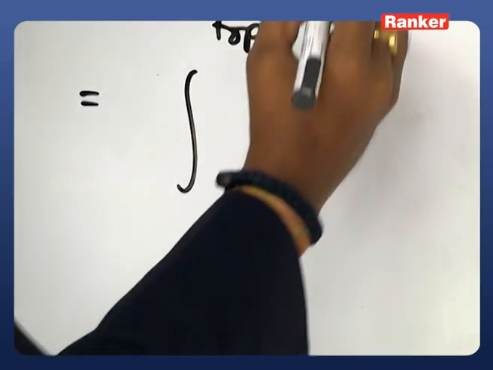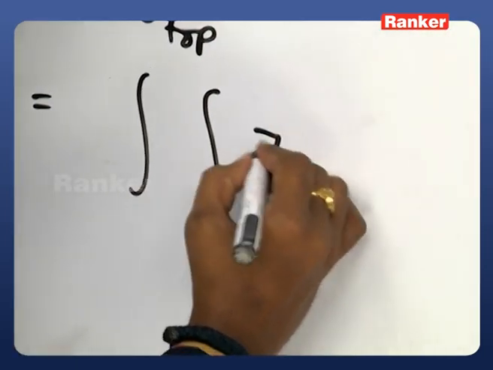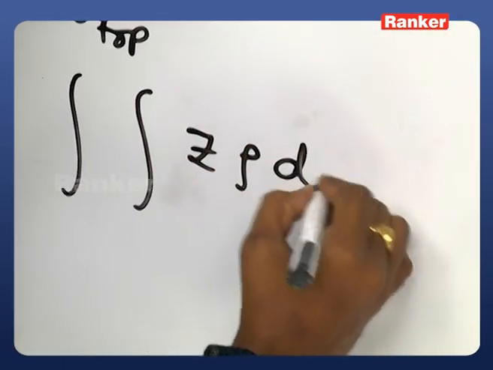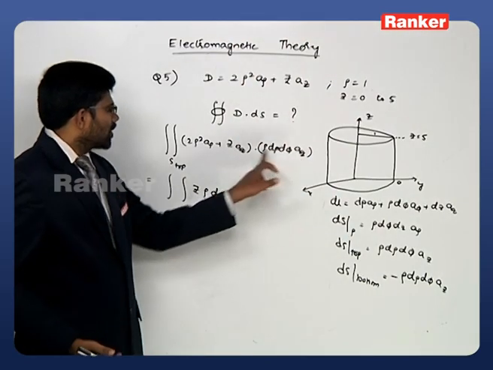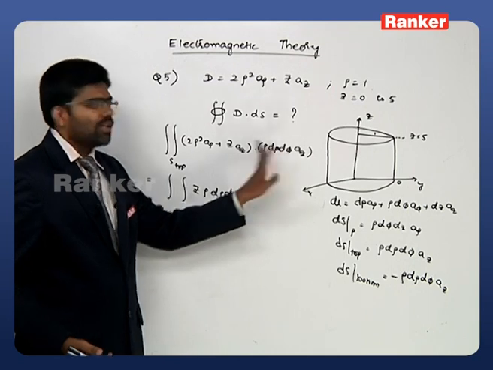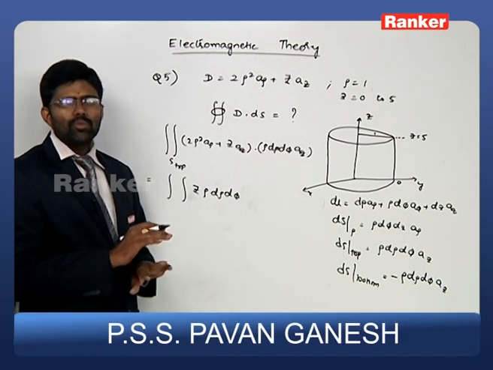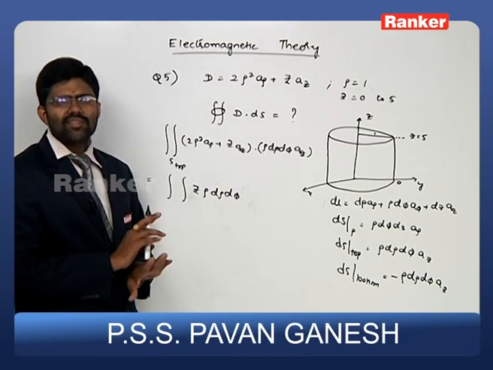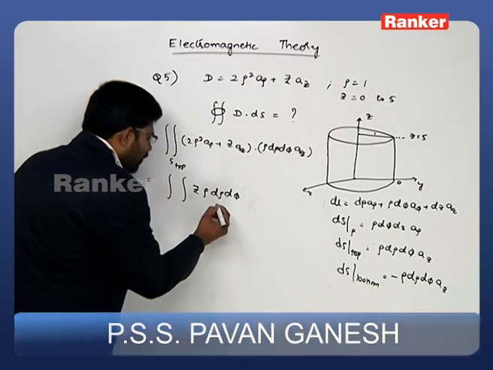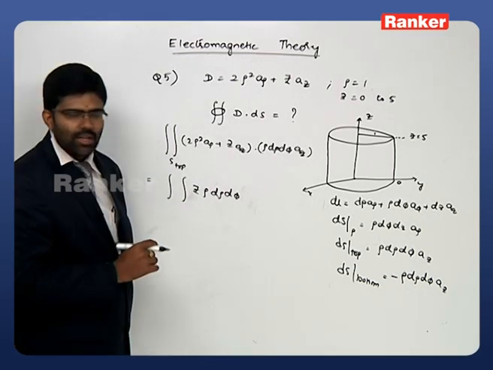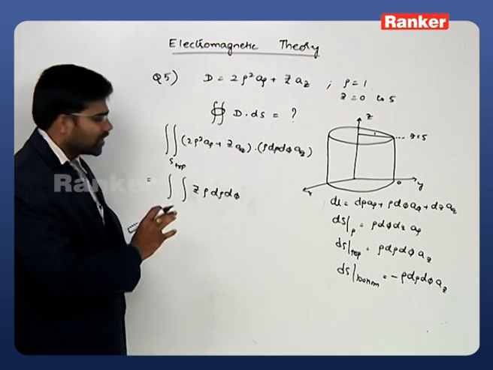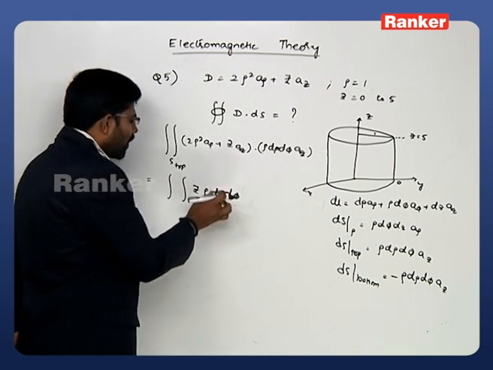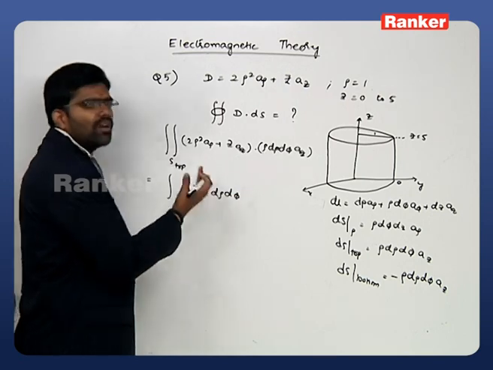So the double integral of this one is z rho d phi, since az dot az is 1. Once again I am saying, don't go for any mathematical or rigorous analysis. Just observe the differential quantities that we have here. The differential quantities are d rho and d phi. Since they are d rho and d phi, we need to take the limits for rho and phi only.